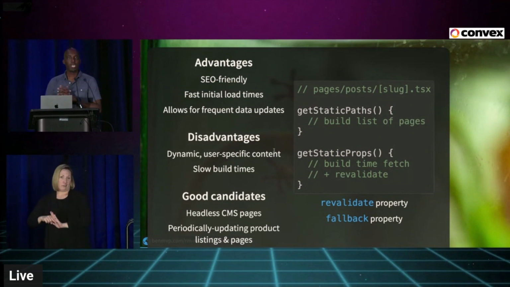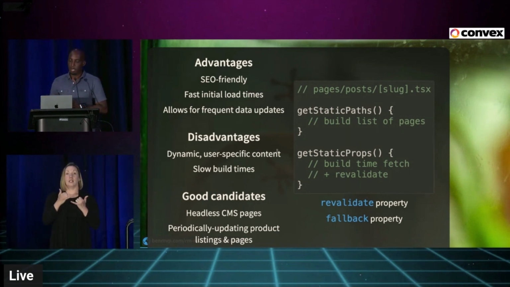So just like static site generation, it's SEO friendly. All the HTML is there. You still get the fast load times because it's been pre-rendered at build time. But then we get this extra thing, which is it allows for frequent updates because you set the timeout. And you set that timeout with this revalidate property inside of get static props. Basically, you add one additional property and then you get the automatic cache timeout there.